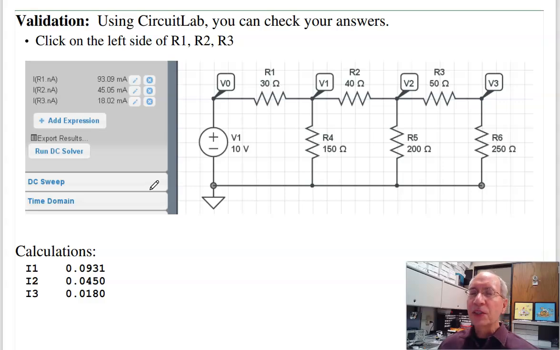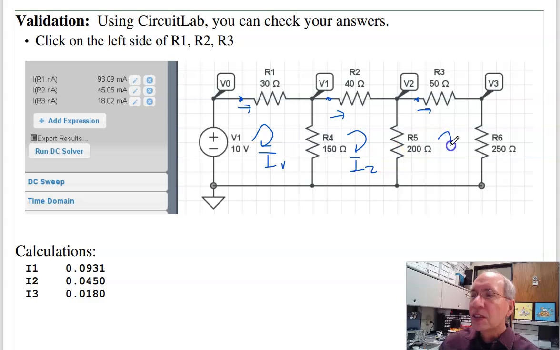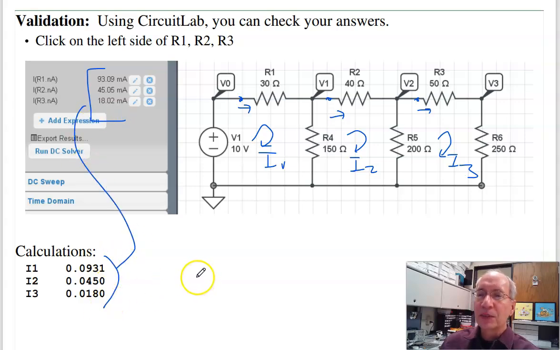To check your answer, throw it in Circuit Lab. So build this circuit. I'm going to click on this point, find the current through R1. Click on this point, find the current through R2. This point, find the current through R3. And the first one gives me I1. This gives me I2. This gives me I3. And if you notice what Circuit Lab calculates, that matches up with what Matlab calculated. That should match.